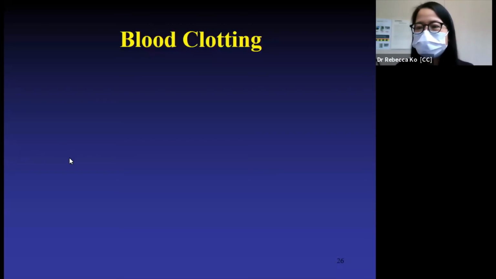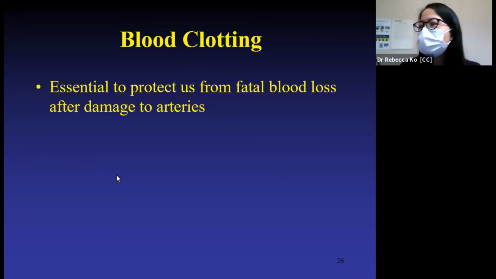I just said vitamin K is essential in blood clotting. Let's see the information about that. If accidentally there's damage to the arteries, a cut of the blood vessel, we would keep bleeding. Blood clotting is essential to protect us from fatal blood loss if there's a cut of the blood vessels.